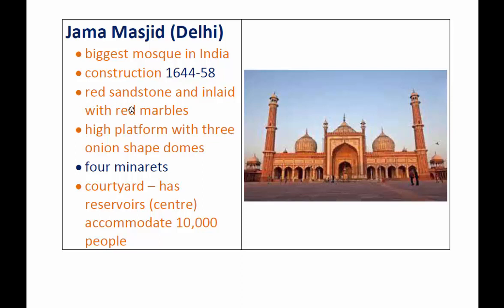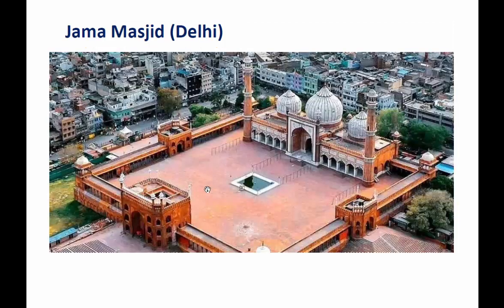Okay, and they have an inlay of white marble. They have a high platform with three onion-shaped domes. Okay, they also have four minarets like Taj Mahal, and the courtyard has water reservoirs, so to say, and it can accommodate around 10,000 people. So this is the better view of Jama Masjid. You can see the reservoir right here, okay, and the minarets and all. So if you happen to go to Delhi, please kindly see this Jama Masjid.